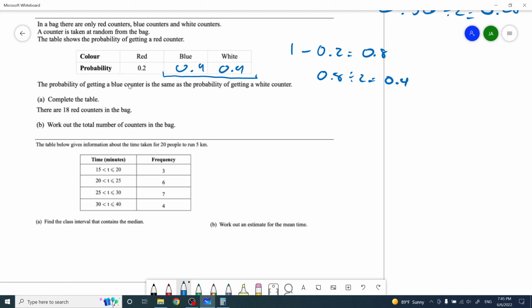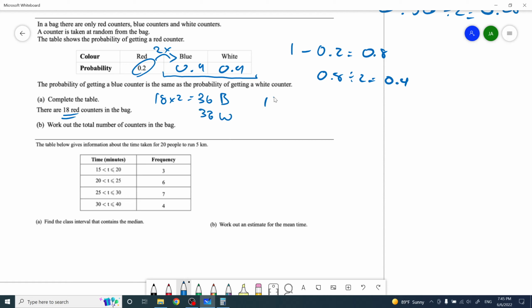Okay, so if we know that there are 18 red counters in the bag, we want to work out the total number of counters in the bag. We can do this a few ways. For me, the easiest way to see is that if 0.2 represents 18, I know that this is going to be double, so I can take 18 times 2, which gives me 36 blue, and that means I'm also going to get 36 white.